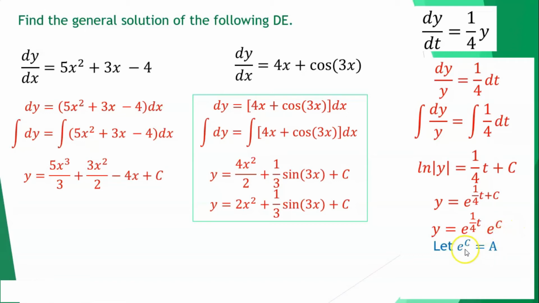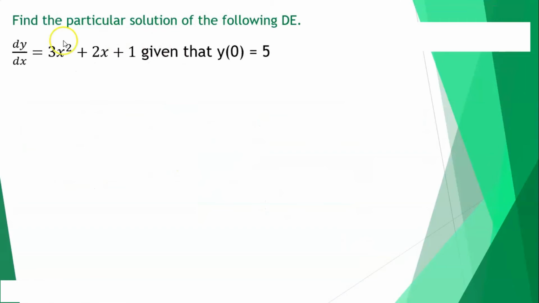So let's have e to the power of c as a. So take note, e to the power of c is a constant, so let's replace that as a, where a is any real number. So we can rewrite this as y is equal to a times e to the power of 1/4 t.